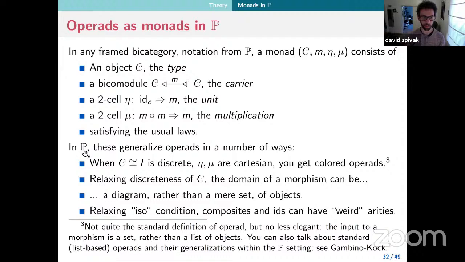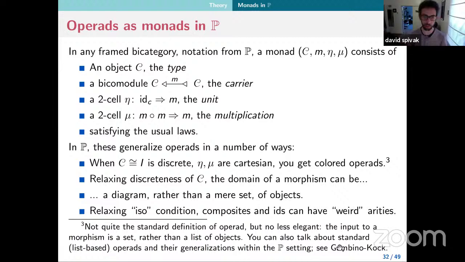These generalize operads in a number of ways. So if I is discrete and eta and mu are Cartesian, meaning that on the maps of polynomials they preserve directions, they're isos on the directions, then you get something very close to colored operads. Not quite the standard definition, but no less elegant in some sense. So the input to a morphism is a set rather than a list of objects, but you could also get the standard list-based objects using technology from Gambino-Kock, using Cartesian maps to list and stuff.